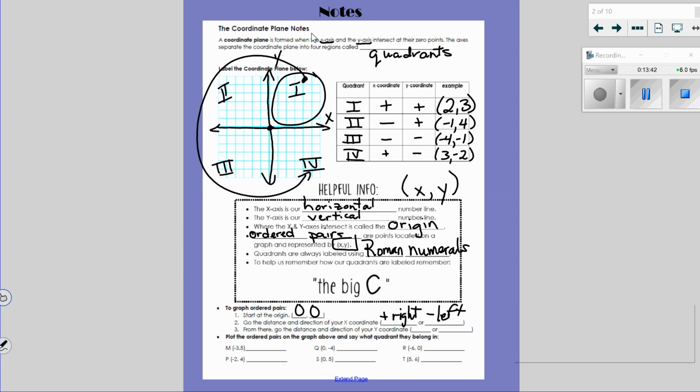If it's positive, which direction am I going to go for the Y? Up. I've already gone left or right. That's always the first thing I do. If it's negative, I'm going to go down.